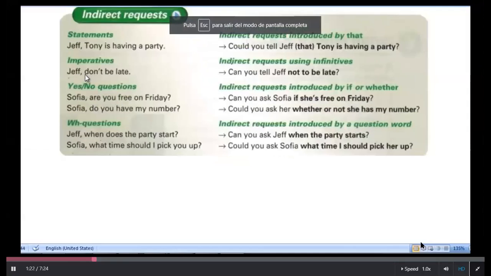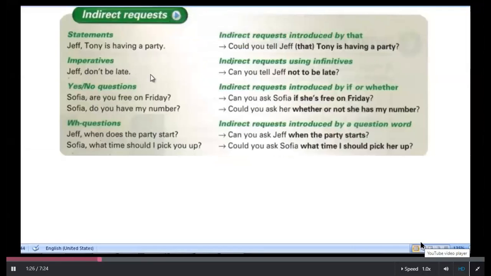So the imperative is, Jeff, don't be late. Now this, we're going to turn into an indirect request by using infinitives. And so the way that we will do this is that we will use can you tell plus the object, and then we'll use an infinitive. This infinitive could be in a negative form, or it could also be in a positive form. So let me just quickly point out the structure that we're going to be using.